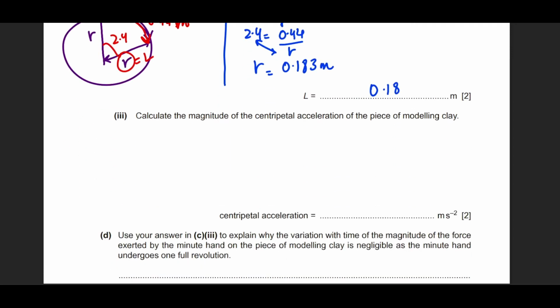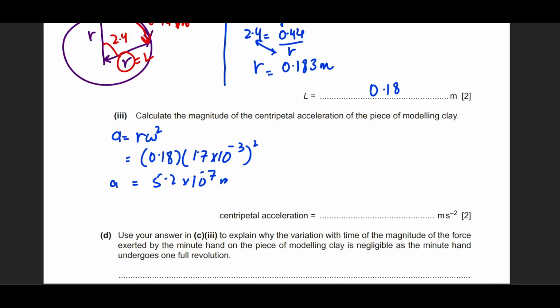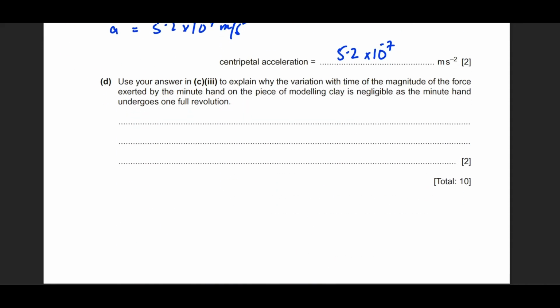Calculate the magnitude of centripetal acceleration. Very simple. So this will be a equals r omega squared. So what's the radius? That is 0.18 into omega, which is 1.7 into 10 raised to power minus 3 whole squared. So the acceleration comes out as 5.2 into 10 raised to power minus 7 meters per second squared. A very small value, but it is expected because the minute hand moves very slowly.